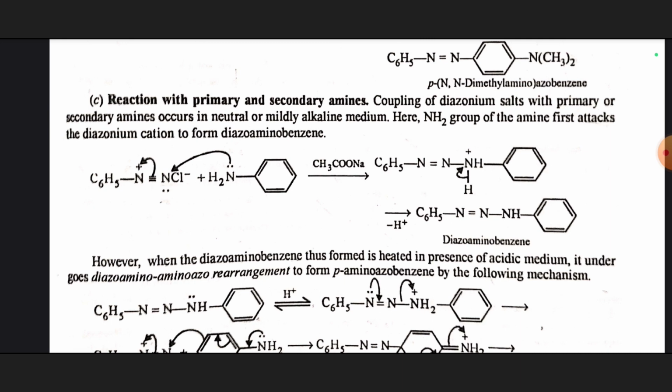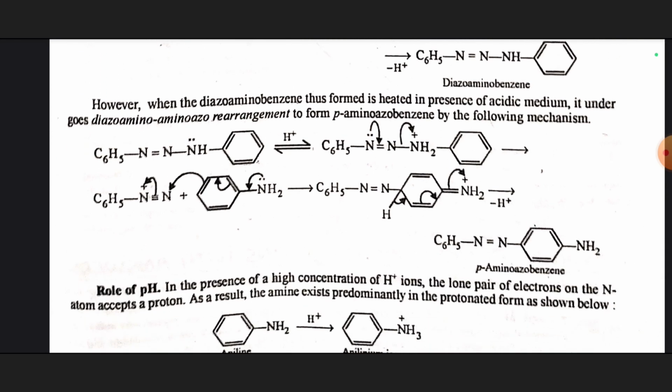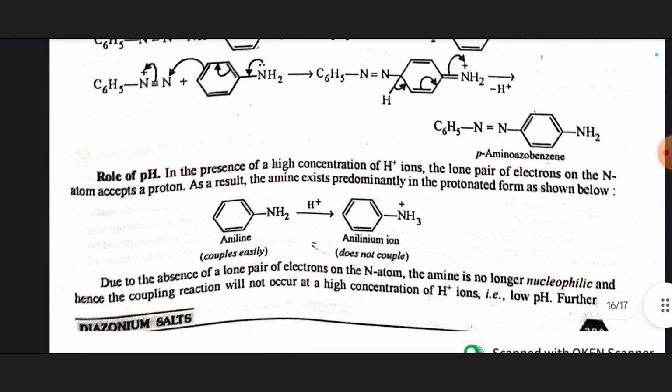C. Reaction with primary and secondary amine. Coupling of diazonium salt with primary or secondary amine occurs in neutral or mildly alkaline medium. Here, the NH2 group of the amine first attacks the diazonium cation to form diazoaminobenzene. However, when the diazoaminobenzene thus formed is heated in presence of acidic medium, it undergoes diazoamino-amino-azo rearrangement to form para-amino-azobenzene by the following mechanism.